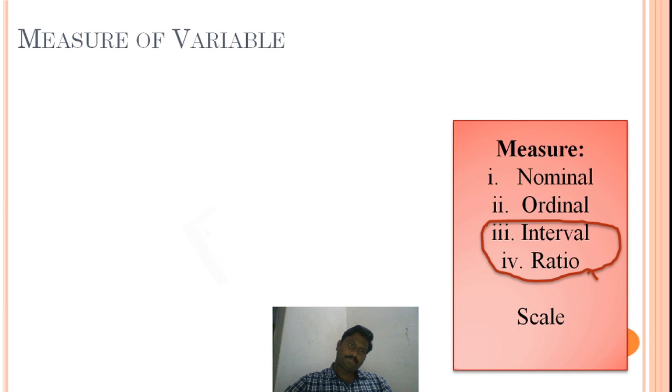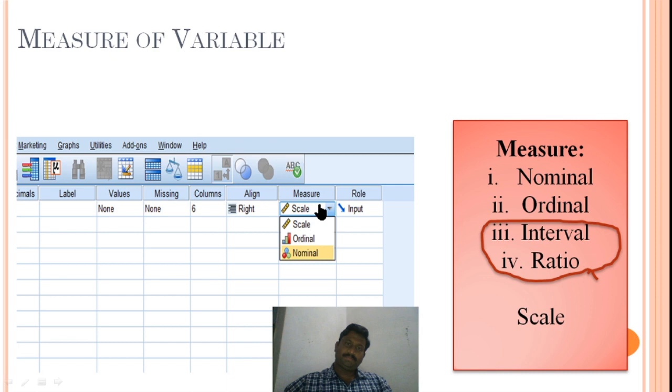So when you click on alignment, you can put data left, right, central; column, number of columns; role means input, we have to enter the data. But when you click on measure, it will give three options: nominal, ordinal, scale. Scale means interval and ratio. So you can click on either of the options while defining a variable.